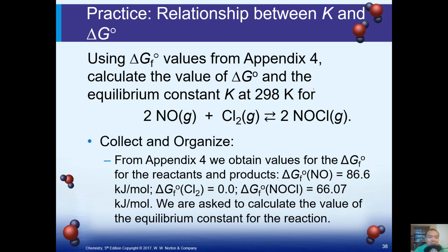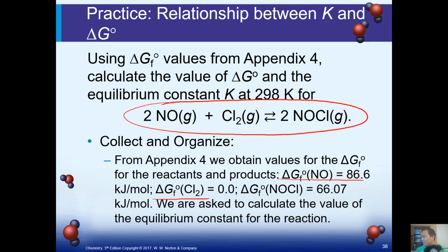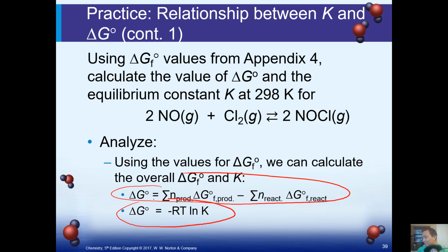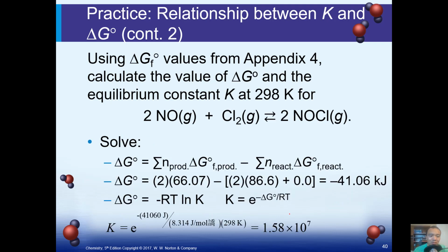Let's do a practice question. Using delta Gf values from appendix 4, calculate the value of delta G naught for this equilibrium and calculate the equilibrium constant for this particular reaction. First, remember we can find the delta G values in that table and calculate delta G for the reaction using this equation. Then substitute the numbers in delta G naught equals negative RT times natural log of K. You will be able to calculate the K because we know K would be e raised to negative delta G naught over RT. So let's work on the details.